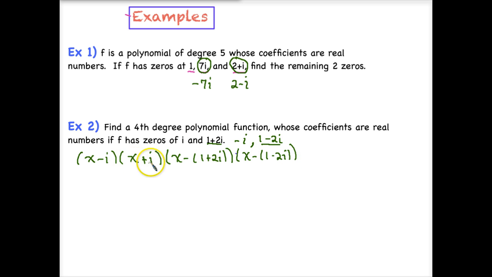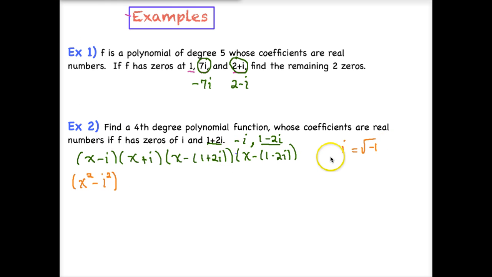Now we've written our polynomial in factored form. In order to write it as a 4th degree, we need to distribute all these binomials together. The easiest thing to do is to distribute these first two together because these are complex conjugates, and you can see that one is a sum and one is a difference. And if you remember that pattern, all you have to do is square the first term minus the square of the second term. Well, what is an i squared?